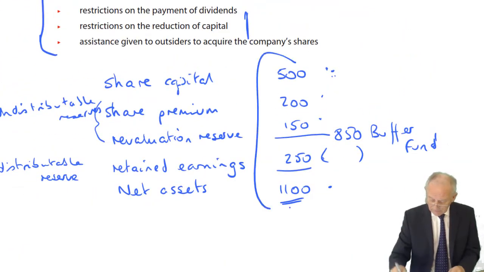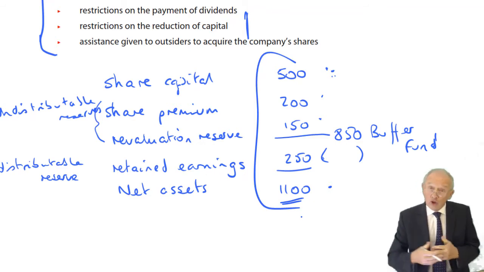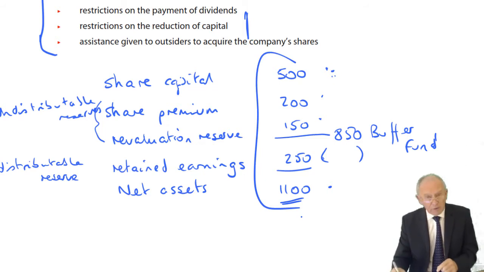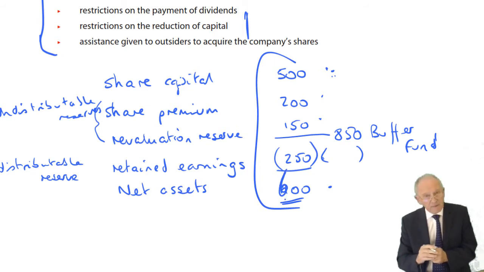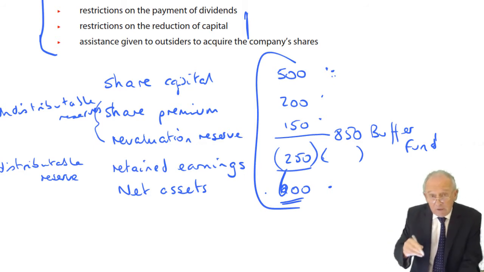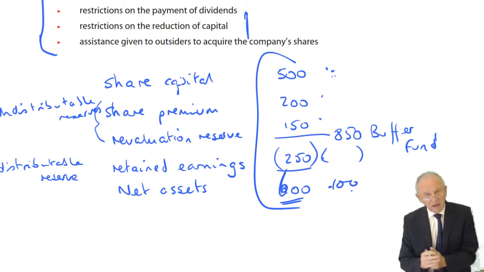Just remember these figures: the 500 share capital, 200 share premium, 150 revaluation, 250 retained earnings, giving me net assets of 1100. But before we move on, I'll just play with this and say, what happens if we have retained earnings of 250 negative? That will then give me 600. Agreed? So 5 plus 2 plus 150 minus 250 gives me net assets of 600. Now then, if I take 500 of that net assets and pay off the shareholders, that means I'm only going to have 100 net assets left.